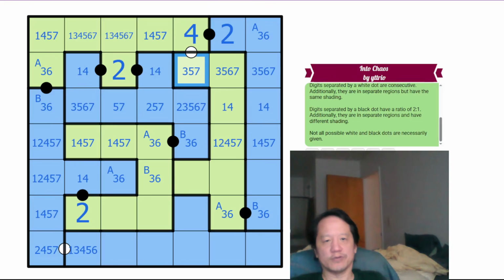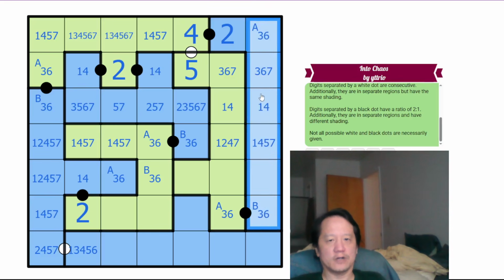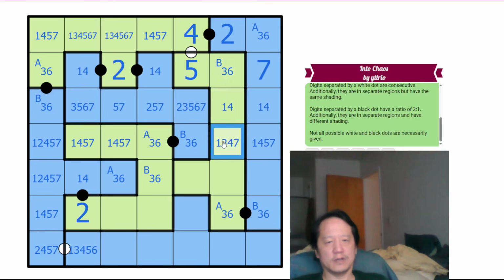4 is consecutive with 3 or 5 there. This is seen by both A and B, so this cannot be 3 or 6, so that's 5. That eliminates 5 in the rest of the box and row. This has a 3, 6 pair here, which means this can't be 3 or 6, it's 7. Therefore, this can't be 7, this is 3 or 6, and is the B.